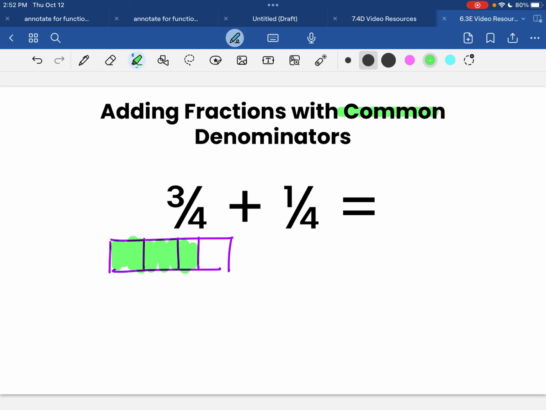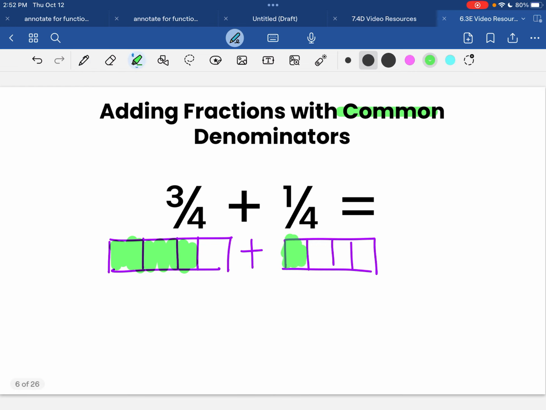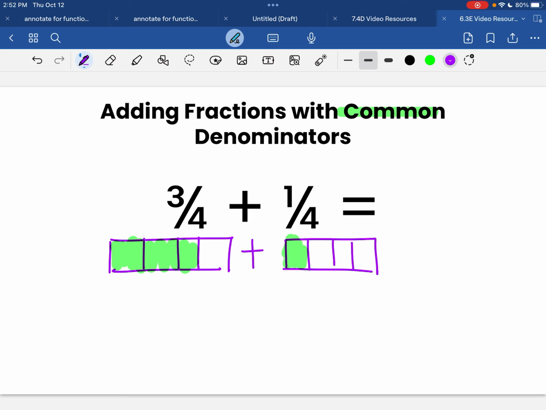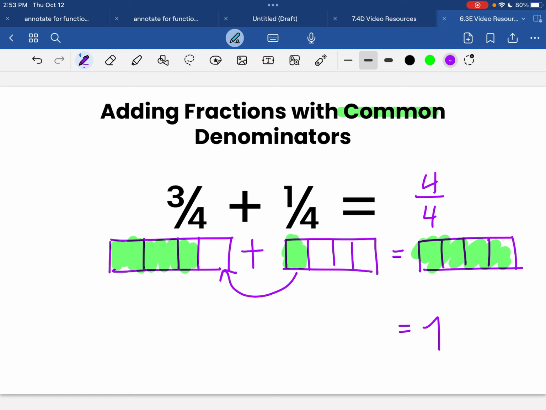So I have 3/4 plus 1/4, which I see I can share that over here, and this gives me 4/4, which I can see in my fraction form as well as my strip diagram is the same as saying 1/2. So 3/4 plus 1/4 is 4/4, or 1/2.